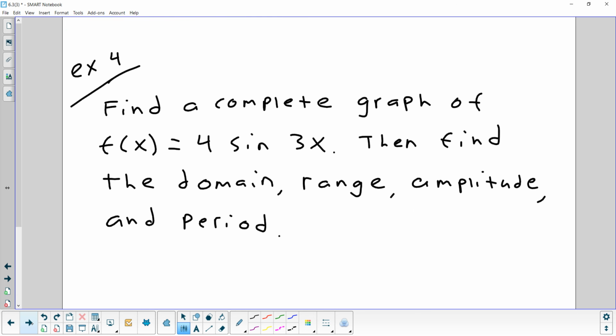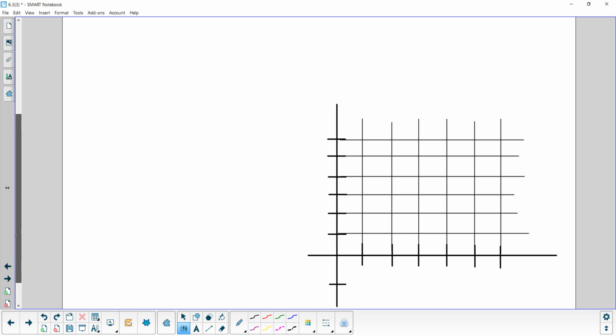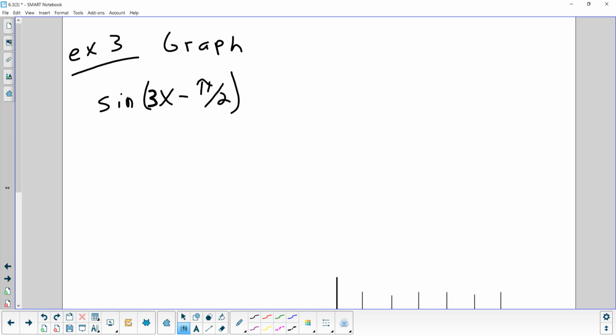Let me do one where the order is important. Let's do sine of... and let's do 5 sine x minus 3. So now I'm doing a vertical stretch and a vertical shift.